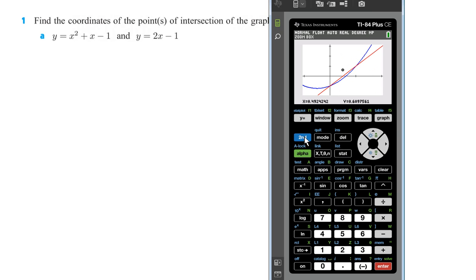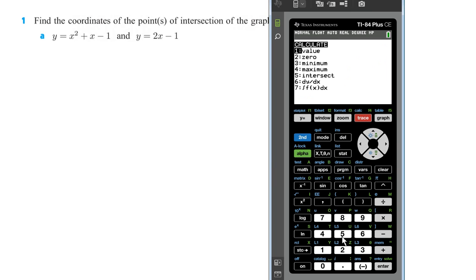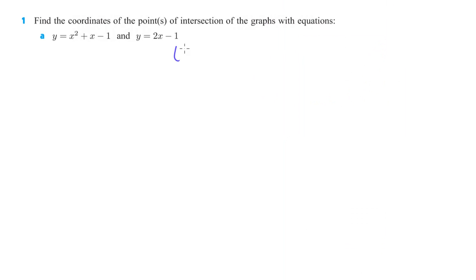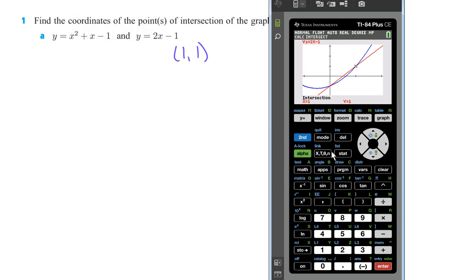Okay, so to find those intercepts, second trace, which is calculate, and we're going to look for the intersection, number 5. Then first curve, second curve. I inadvertently pushed enter, so let's just see where it gives it to us. I'll push enter and then guess, and it gives us this one over here. So one of the intercepts is at 1 and 1. Then let's find the other one over here, which looks like it's at 0 and negative something, but let's find out what it actually is.